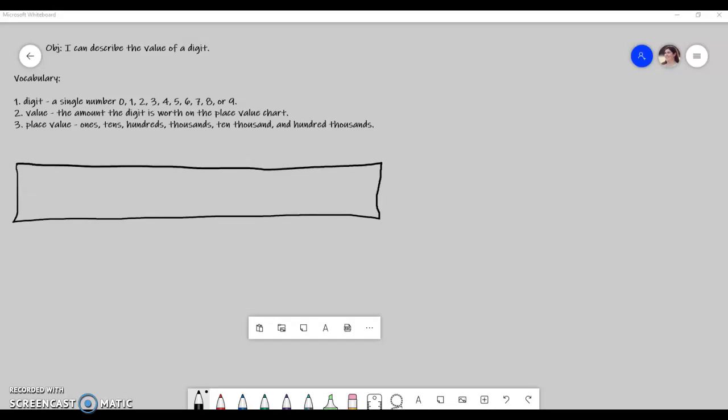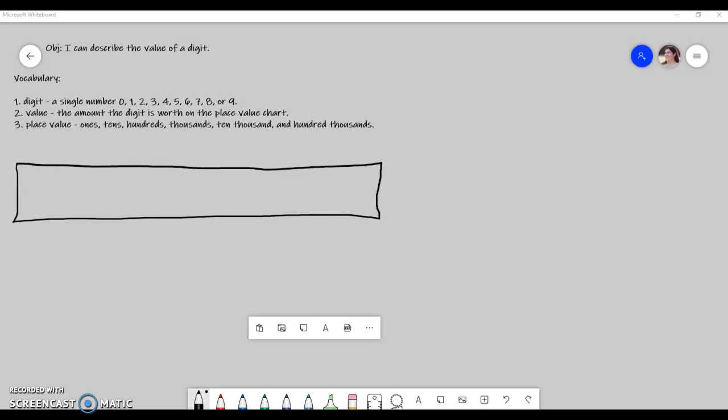Today our objective is I can describe the value of a digit. Our vocabulary today is digit, a single number, 0, 1, 2, 3, 4, 5, 6, 7, 8, or 9. Value, the amount the digit is worth on the place value chart. Place value, ones, tens, hundreds, thousands, 10,000, and 100,000.